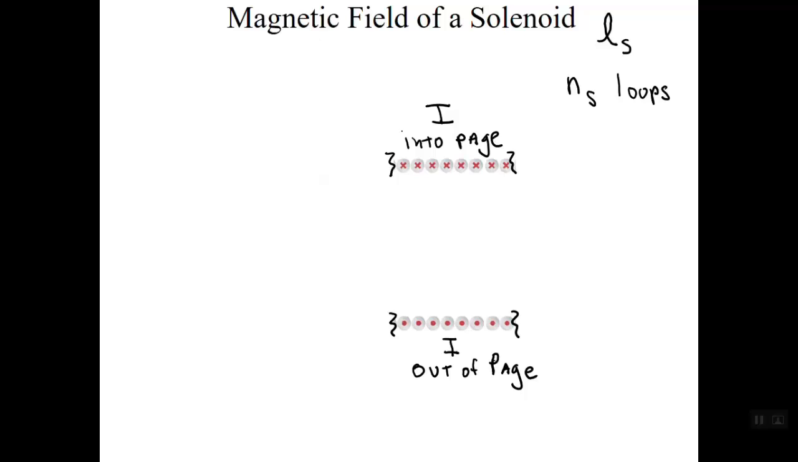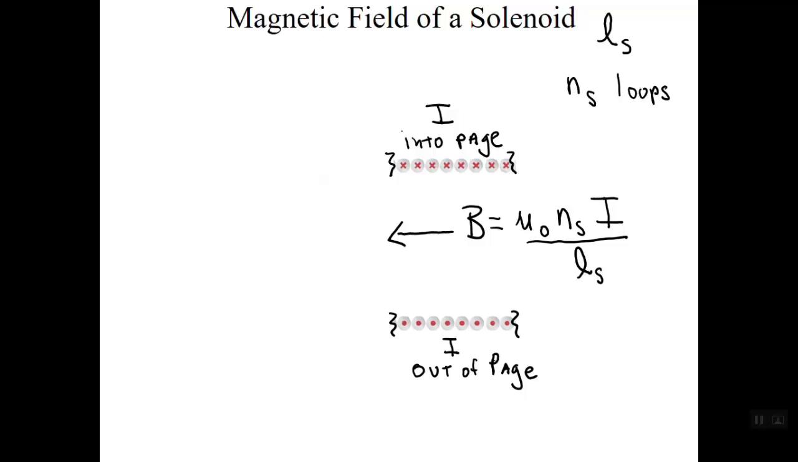For each loop in the solenoid, the current I is into the page at the top of each loop and out of the page at the bottom of each loop. When the current I is applied, the solenoid becomes a source of magnetic field with some special properties. Inside the solenoid, the magnetic field is constant, equal to the expression shown.